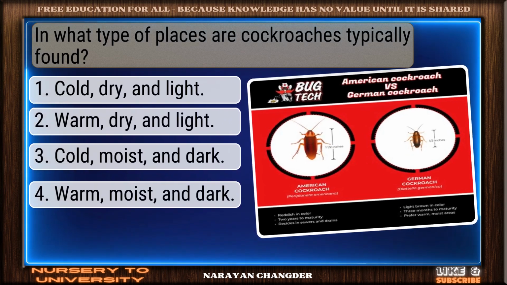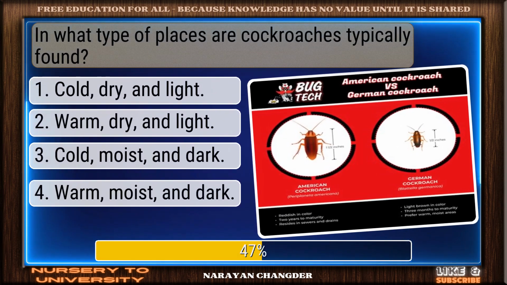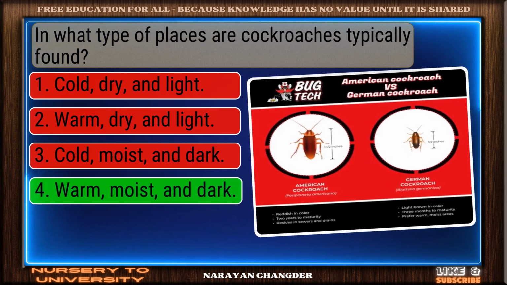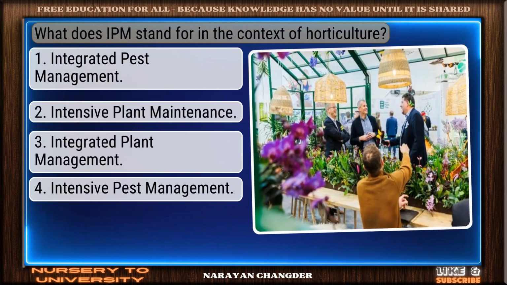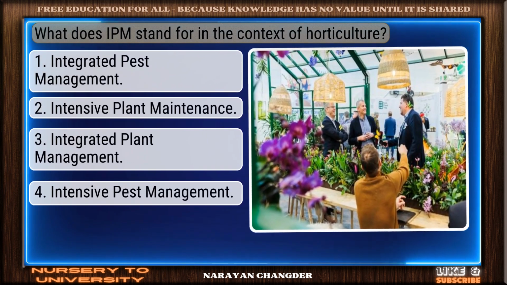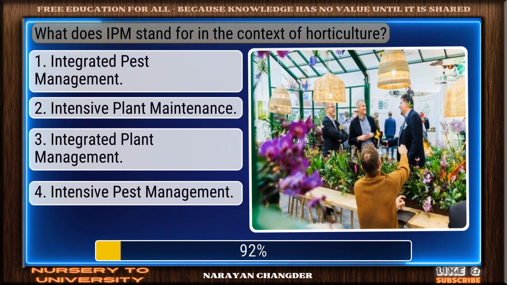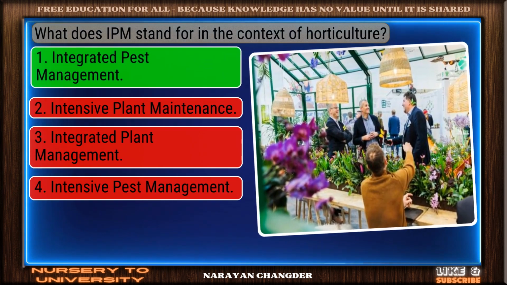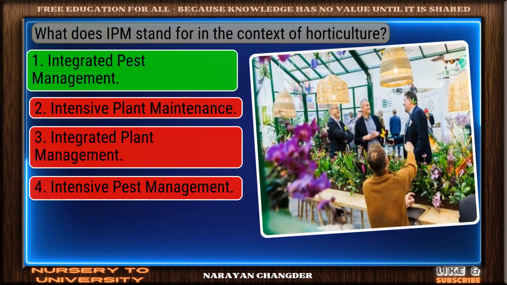In what type of places are cockroaches typically found? Right choice. Warm, moist, and dark is the best answer. What does EPM stand for in the context of horticulture? Excellent. Integrated Pest Management is a brilliant choice.